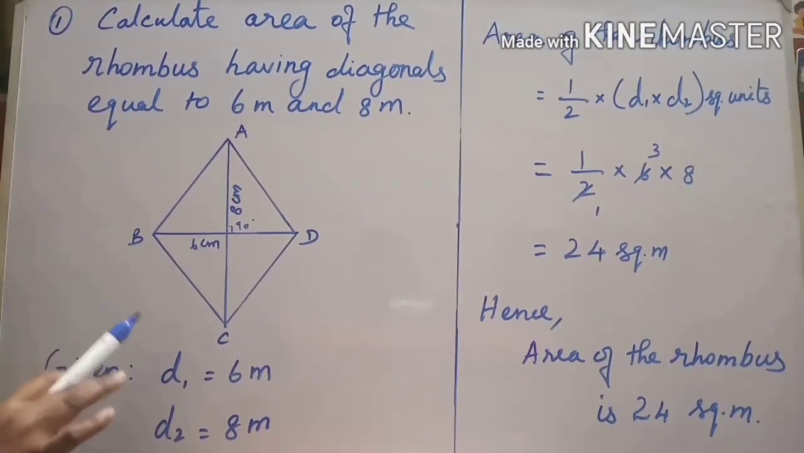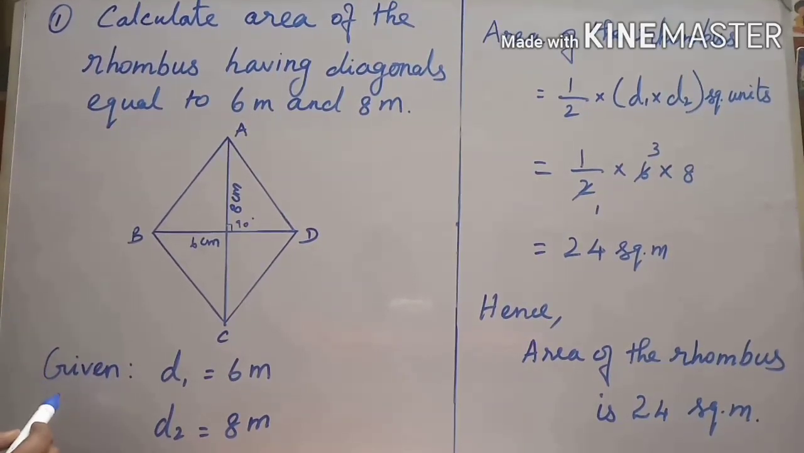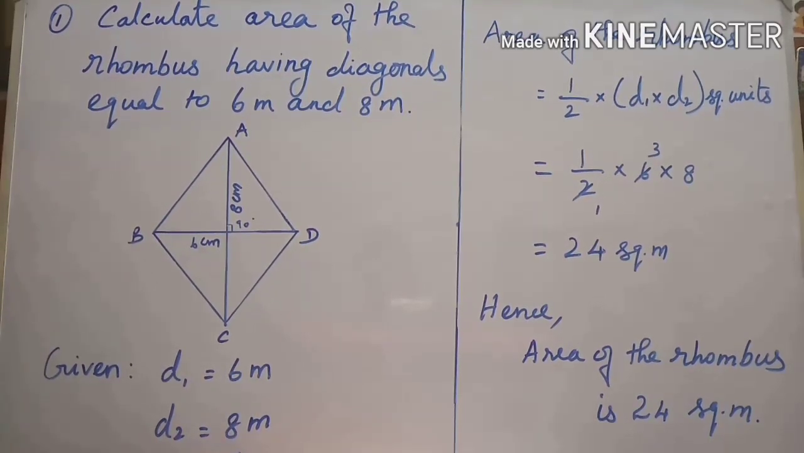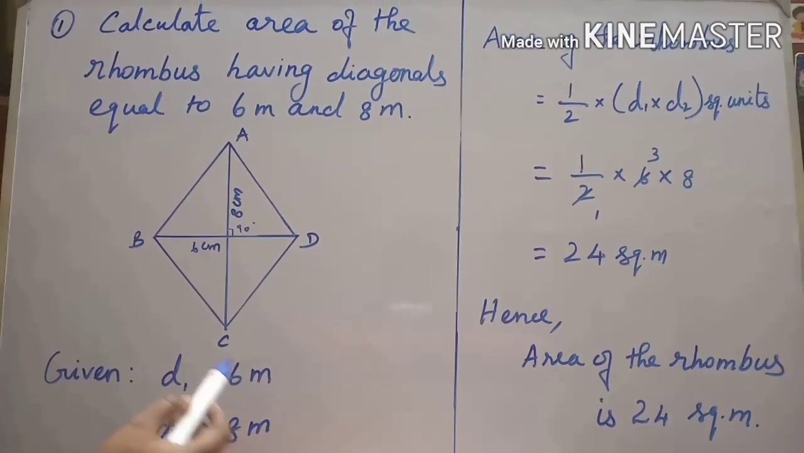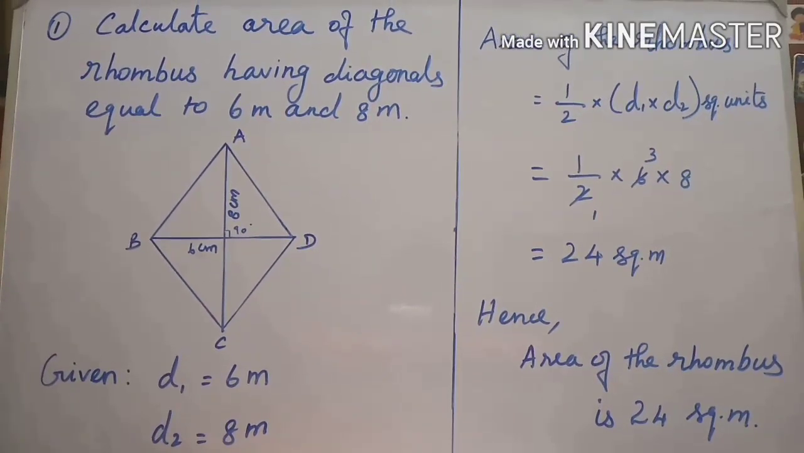Here we are going to do the sum with only the diagonals. What is given over here? Diagonal d1 is equal to 6 meters. d2 is equal to 8 meters. So using these diagonals, we are going to find the area of the rhombus.